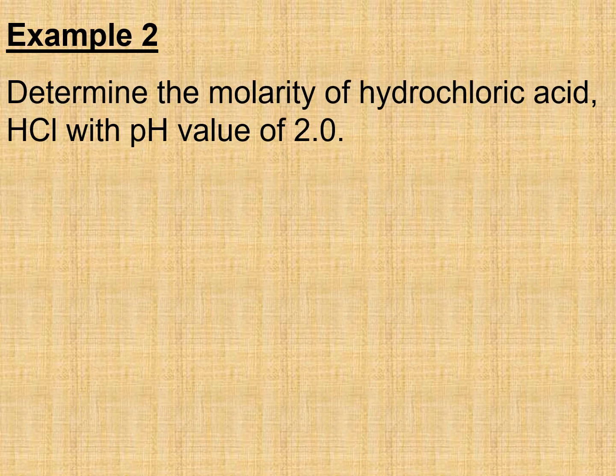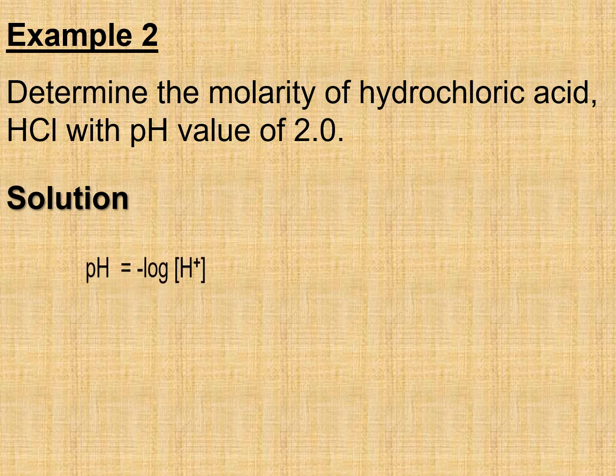Now we go to example 2. Determine the molarity of hydrochloric acid with a pH value of 2.0. It is a reverse calculation. Given to you is the pH value, and you have to calculate the molarity. Using the same formula, you have to shuffle the formula and make the molarity the subject of the calculation. Okay, the solution.